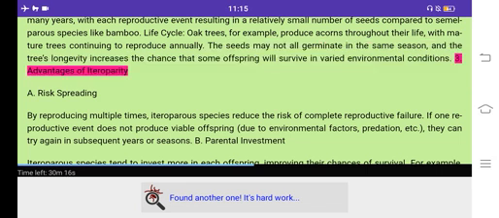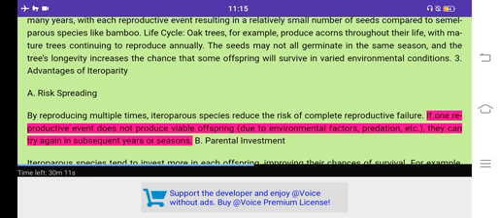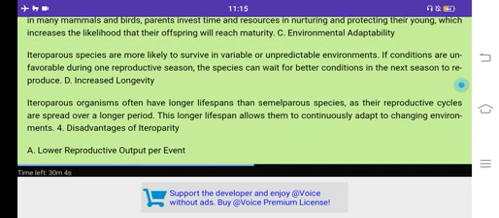3. Advantages of iteroparity. A. Risk spreading. By reproducing multiple times, iteroparous species reduce the risk of complete reproductive failure. If one reproductive event does not produce viable offspring due to environmental factors, predation, etc., they can try again in subsequent years or seasons. B. Parental investment. Iteroparous species tend to invest more in each offspring, improving their chances of survival.